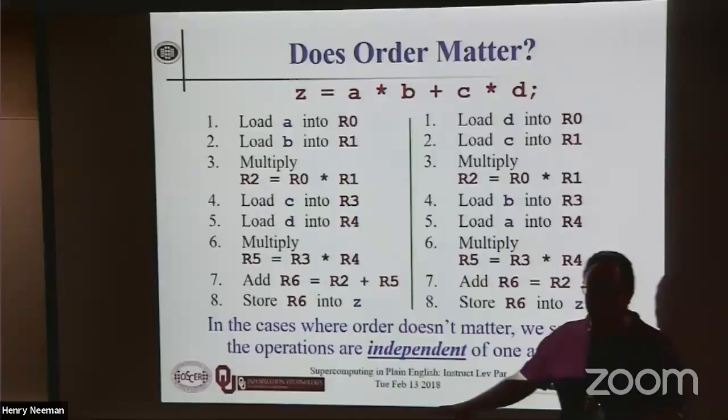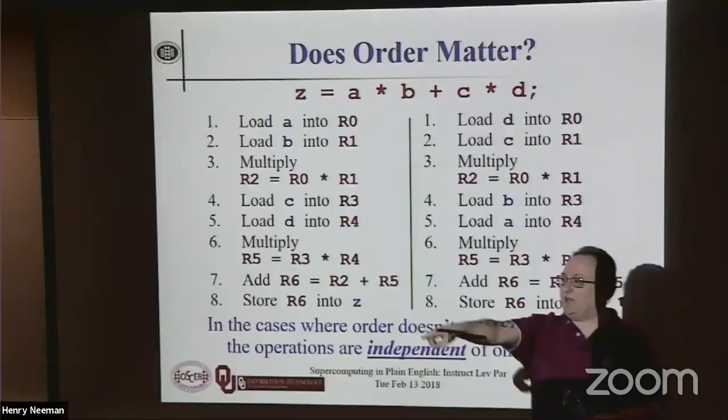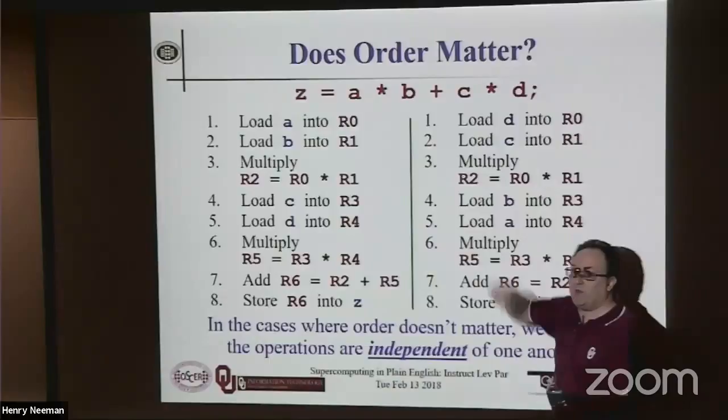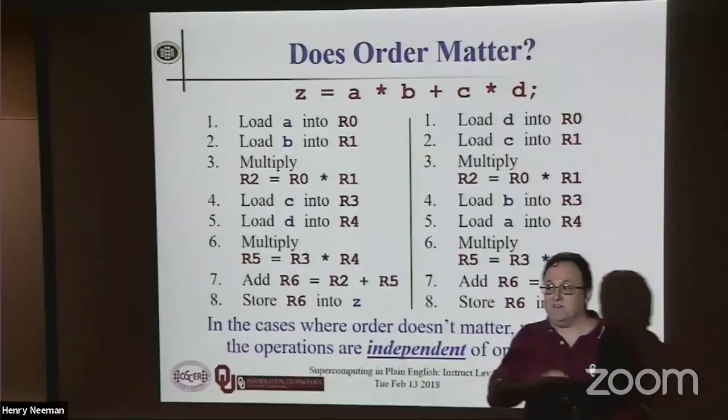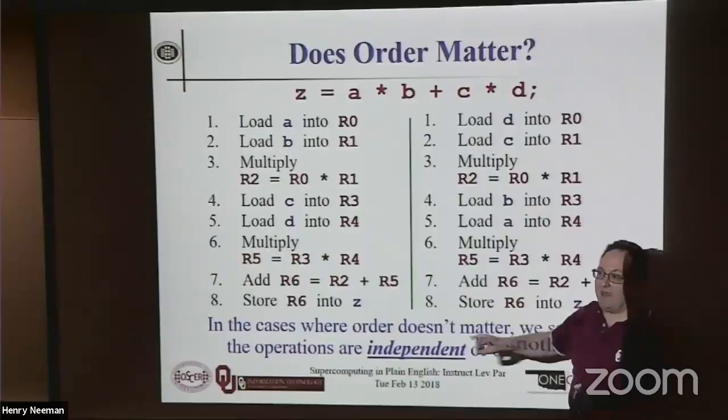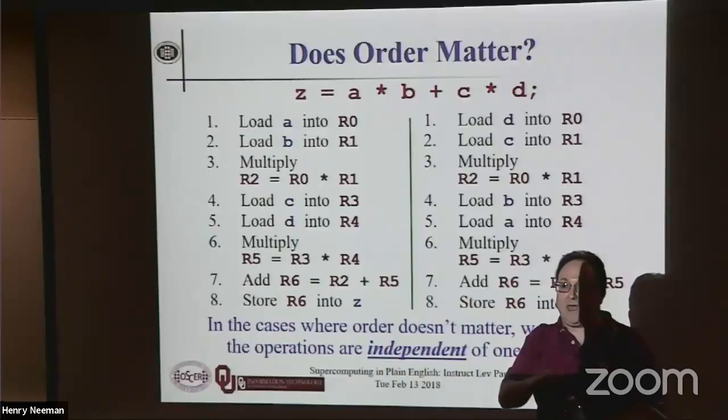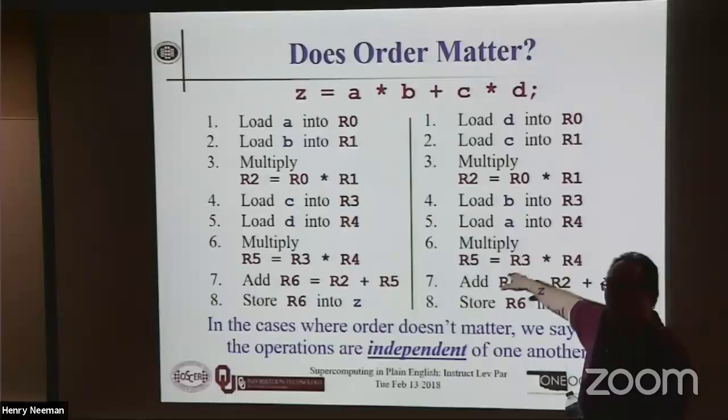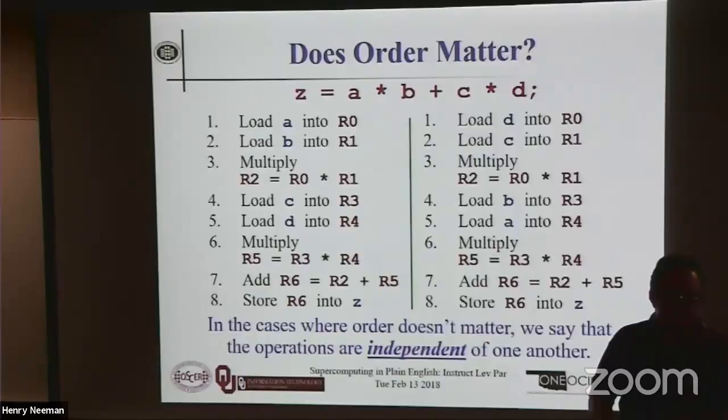Could I do the add first? Shake your head louder with your mouth. No, I couldn't. I have to do both multiplies first before I can get around to doing the add. So there is a dependency between the add and the multiplies. The add cannot happen until the multiplies are both complete. Do we agree on that? Okay. So far, so good? So we agree that the order doesn't matter because addition and multiplication are commutative. So far, so good? Okay.